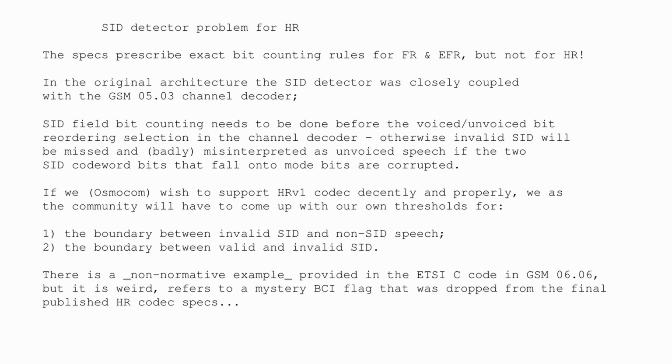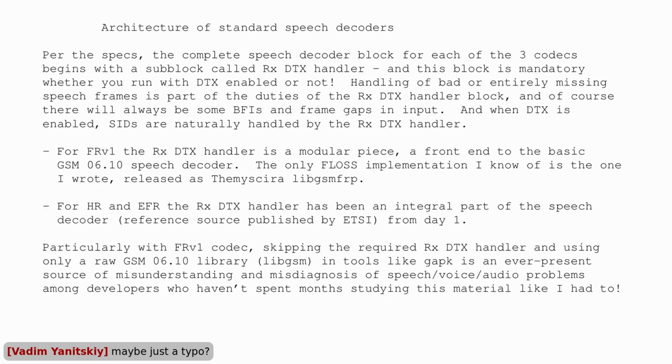So even if we were to use that non-normative example as our reference for the thresholds, it's not as obvious. So that's the problem with the half rate. So let's see where we're headed with this.